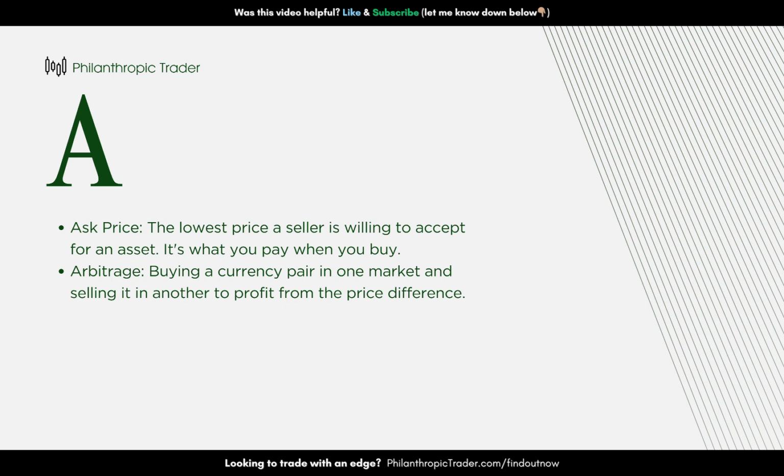All right, so the ask price, we start with A, is the lowest price a seller is willing to accept for an asset. It is what you pay when you buy. So you always have an ask and bid price, but bid will come later. Arbitrage: buying a currency pair in one market and selling it in another to profit from the price difference. So what you saw in the crypto space, you have several brokers with different prices, and if you are really creative, you can buy from one broker or exchange and sell in the other and make a nice profit.